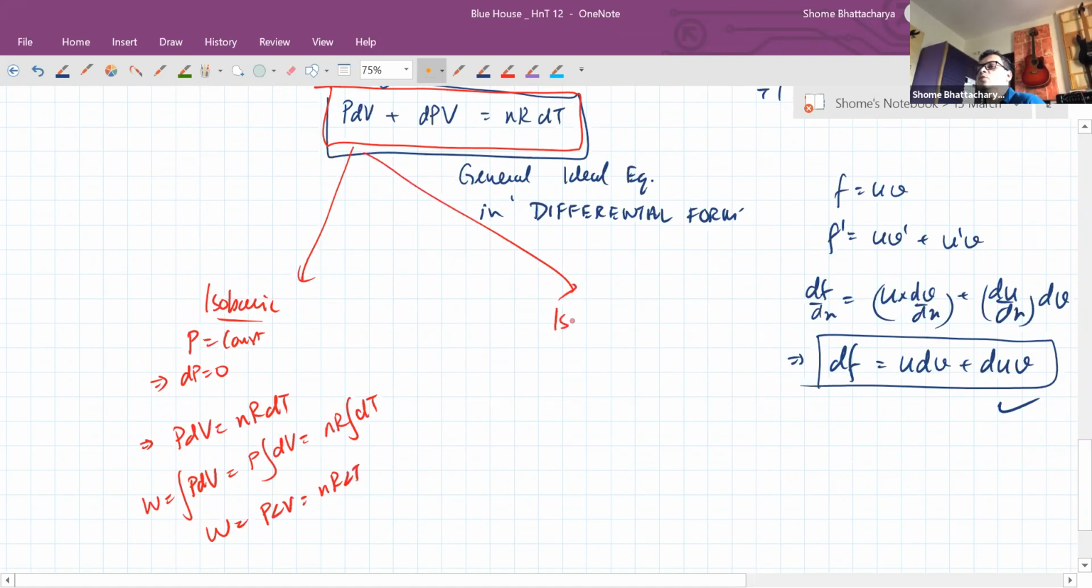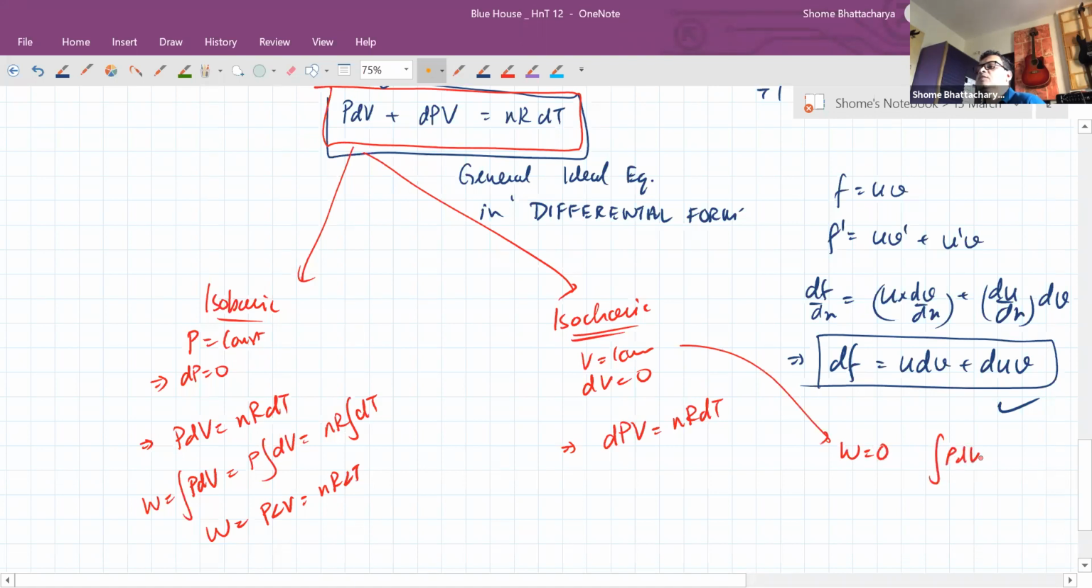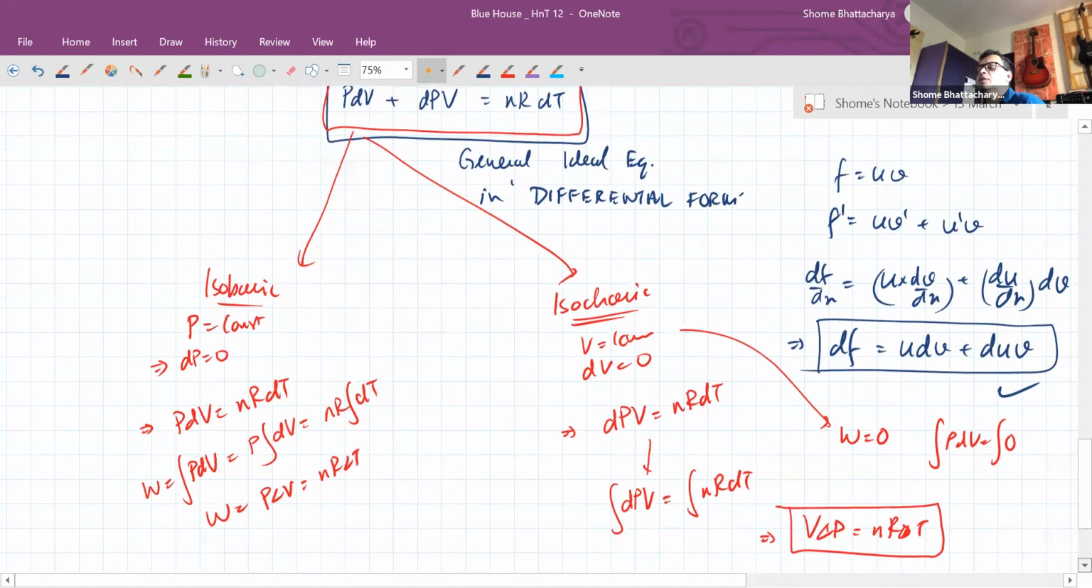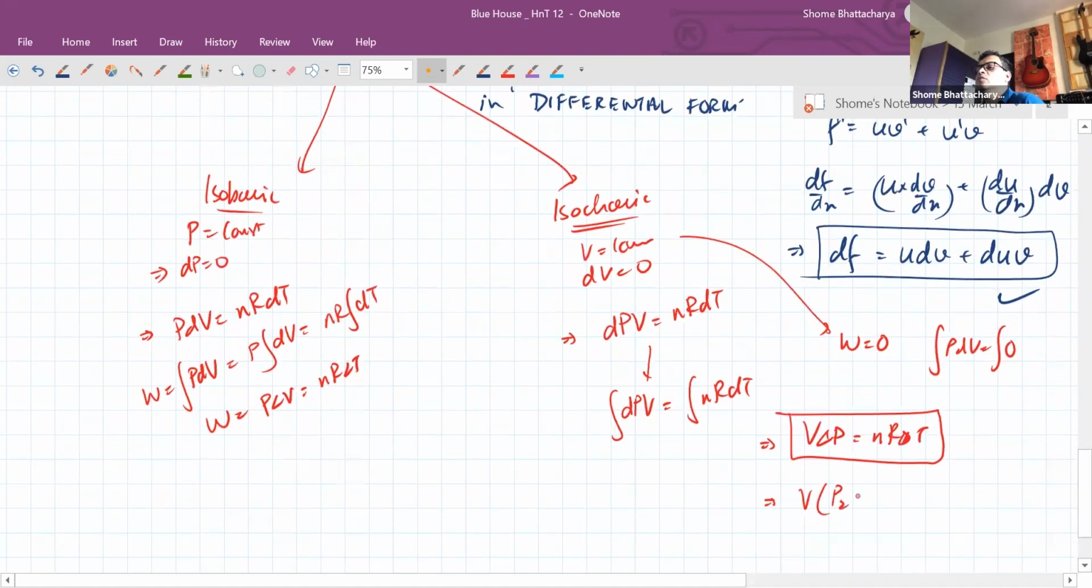But similarly, if I talk about an isochoric process, then I have a different relation. Volume is constant, so dV is 0. So I'll have the relation dP into V is equal to nR dT. First of all, for this process the work done will become 0, because the integral of P dV will be the integral of 0. Secondly, the integral of V dP is equal to the integral of nR dT. Here the volume is constant, so we'll have V into ΔP is equal to nR into ΔT. So the isochoric process has this property that volume into difference in pressure is equal to nR into difference in temperature, whereas the isobaric process has this property that pressure into difference in volume is equal to nR into difference in temperature.